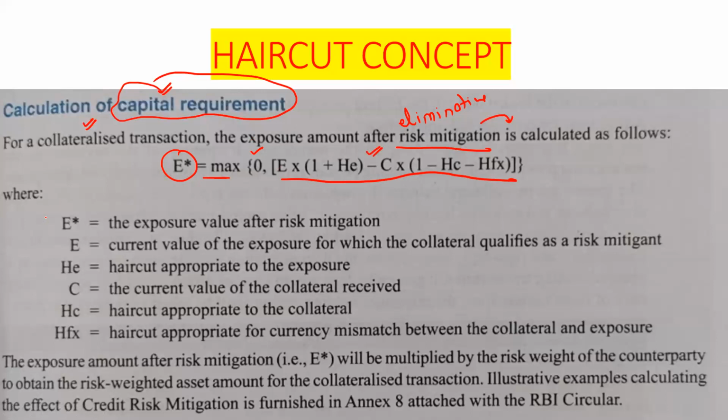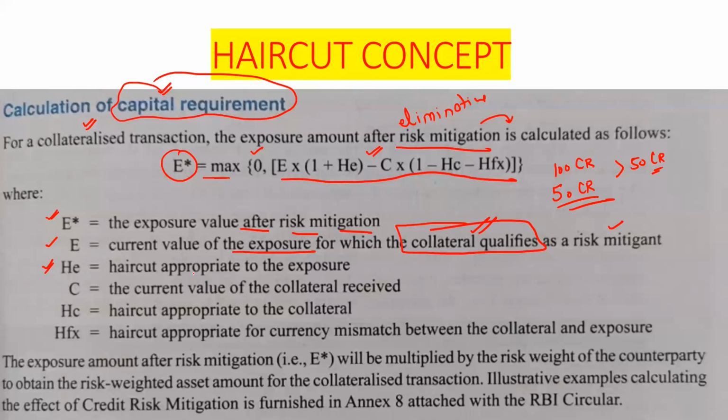So what is E star here? That is the exposure value after risk mitigation. E is the current value of the exposure for which the collateral qualifies as a risk mitigant. That is, we have 100 crore, the value of collateral is 50 crore. Clear? Like this one. The current value of the exposure for which the collateral qualifies as a risk mitigant, that is 50 crore.